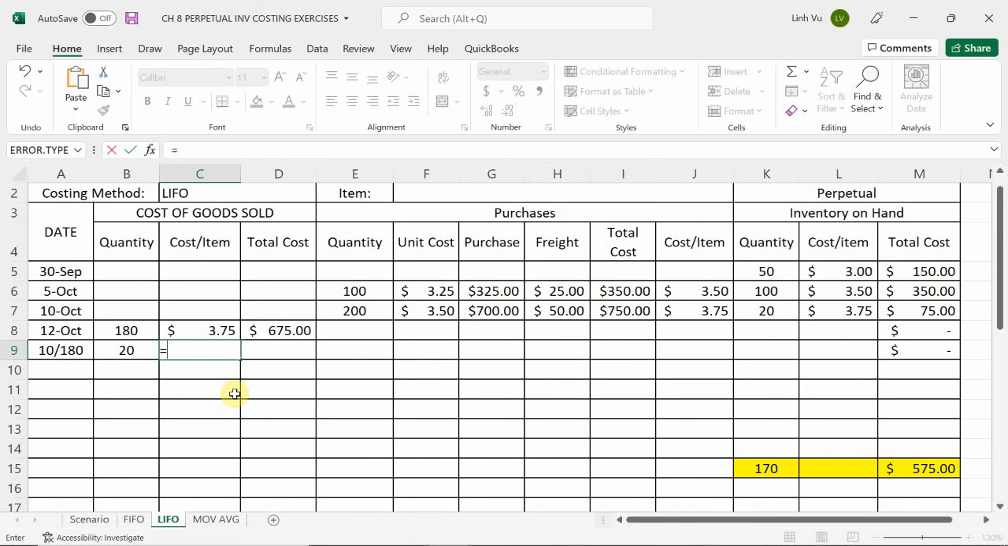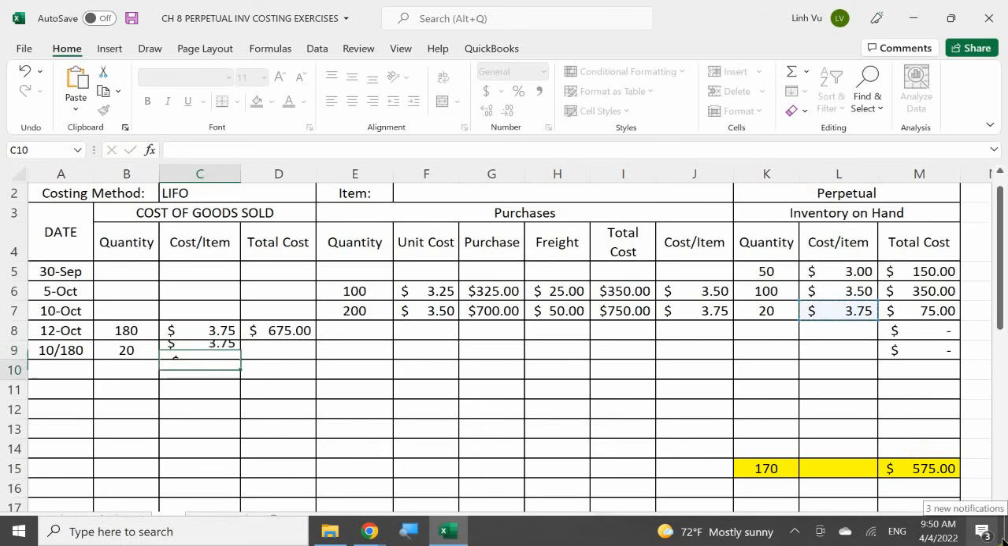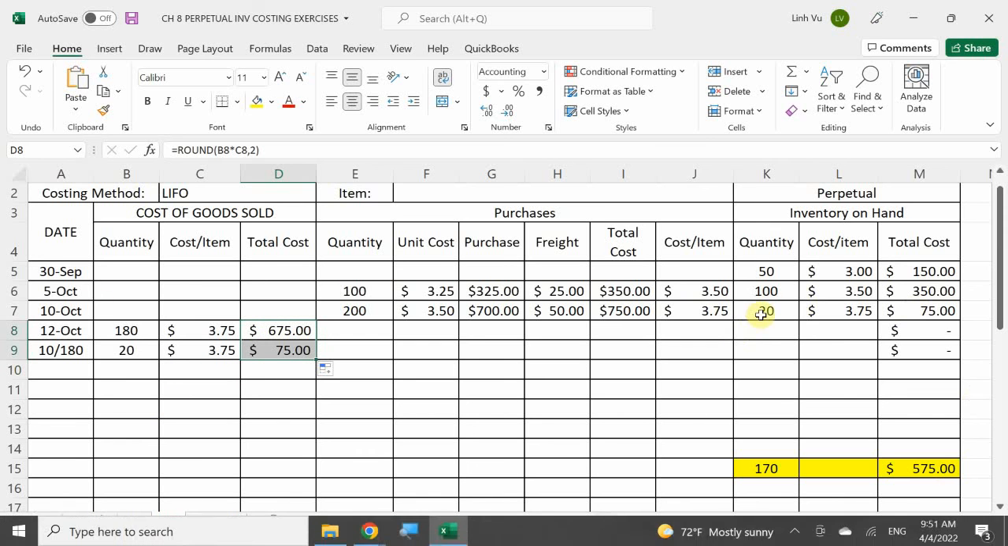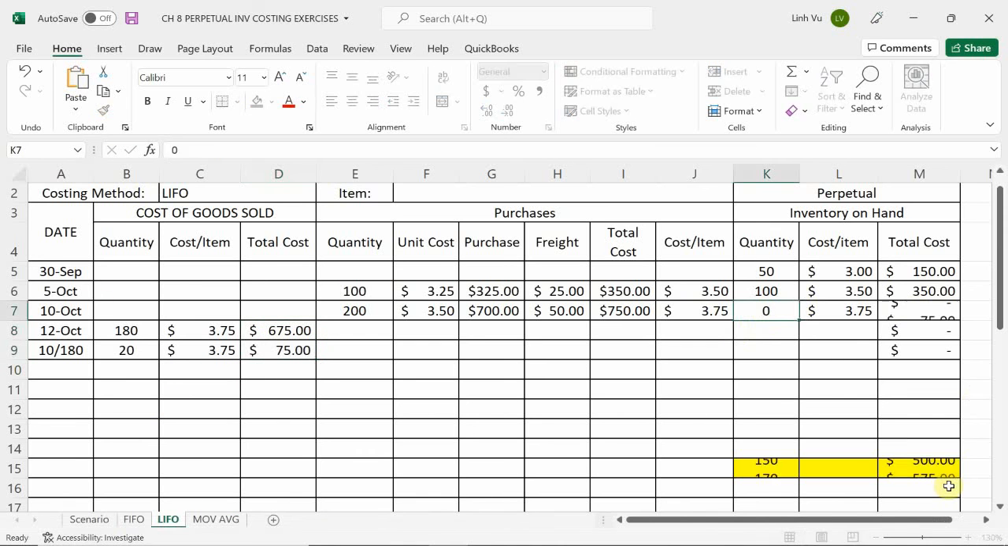Yes, but right now, let me just focus on getting rid of one batch at a time. So right now, I'm getting rid of my batch of inventory for the 20 units. How much did it cost me per item? 375. Okay. So in this case, yes, you're right. It's going to give me a total cost of $75, right? So that means I'm going to get rid of this batch of inventory because I just sold 20 of them. Okay? So this becomes zero.